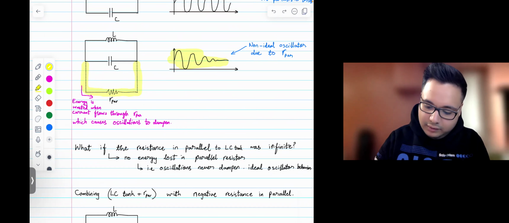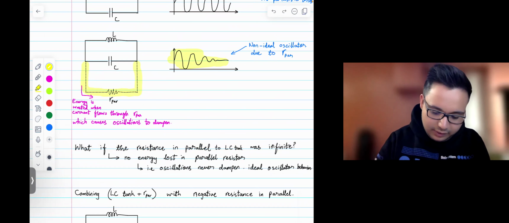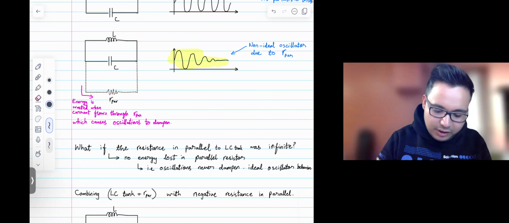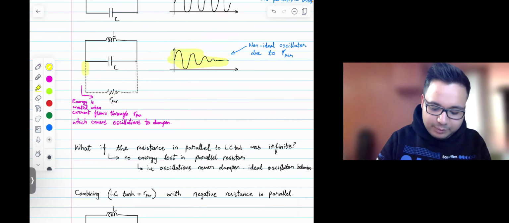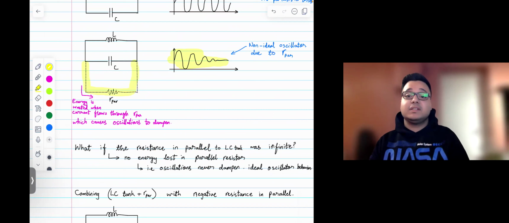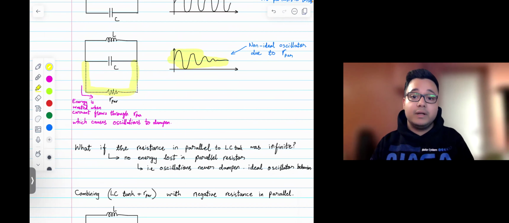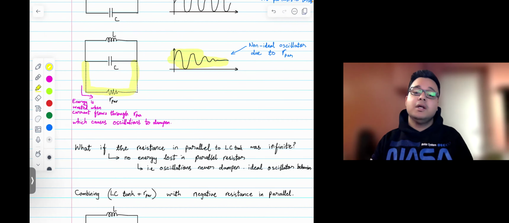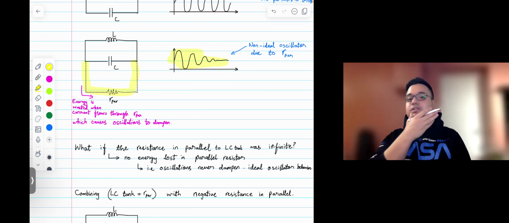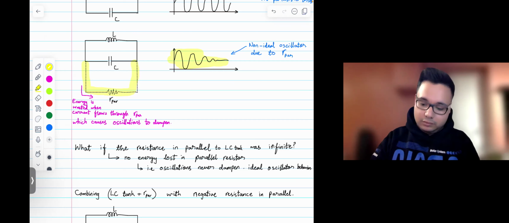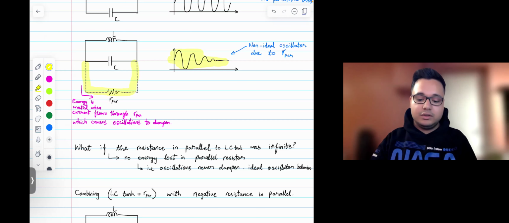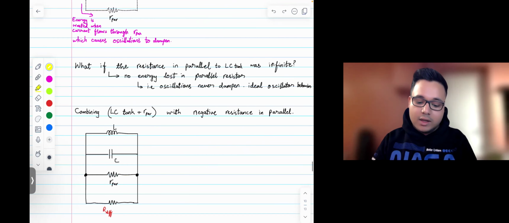If this branch here, which appears parallel to the LC tank, this resistance was infinite, then no current would flow through it, right? Which means no energy would be lost in the parasitic resistance. And so the oscillations could continue forever, or in other words, oscillations could be sustained. And that is something that we want. So let's look at a way we can do this.